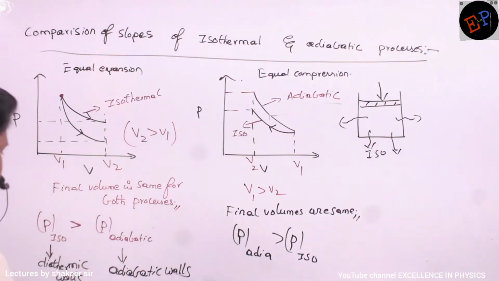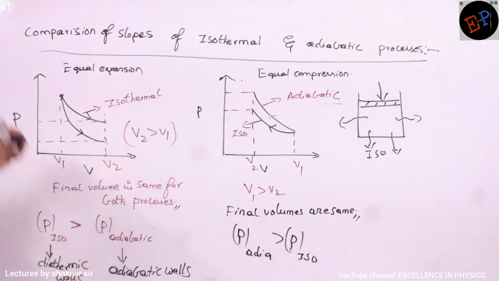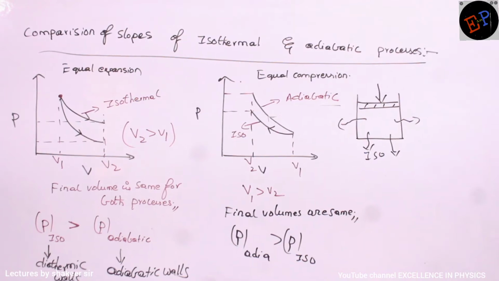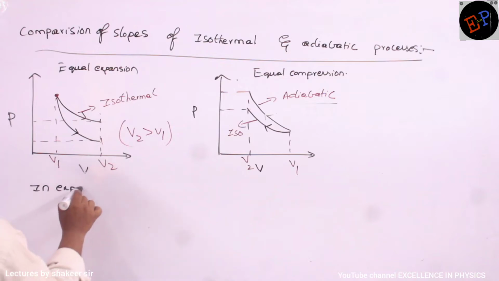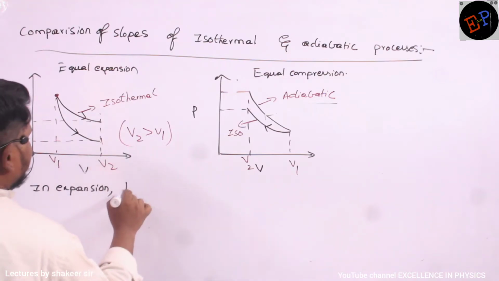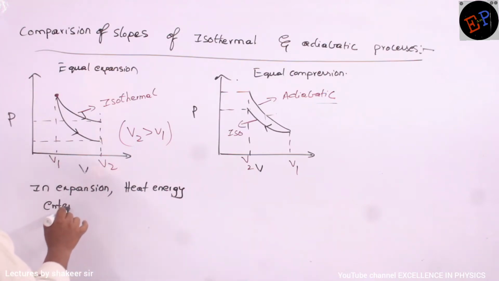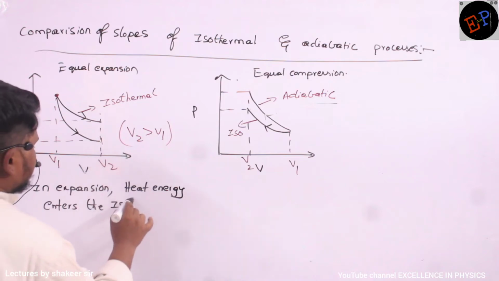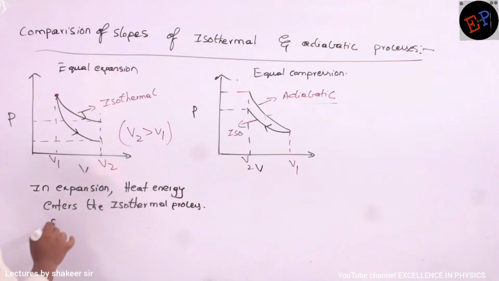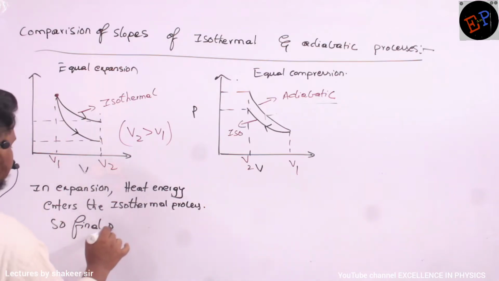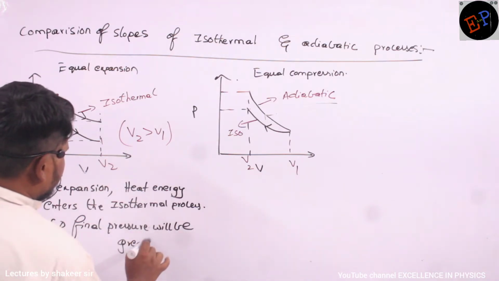Did you make a note of the graphs? So here what I can write. First of all, make a note of this. So what we write here, we write in expansion, heat energy enters the isothermal process. So final pressure will be greater. Simply I can write the reason like this.